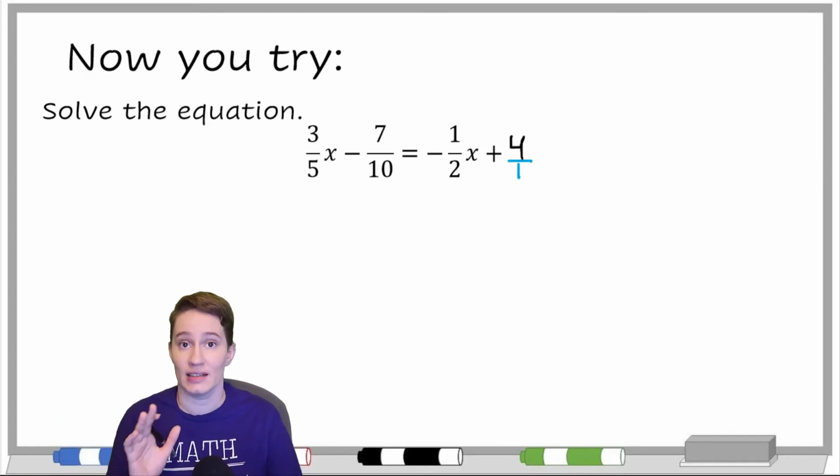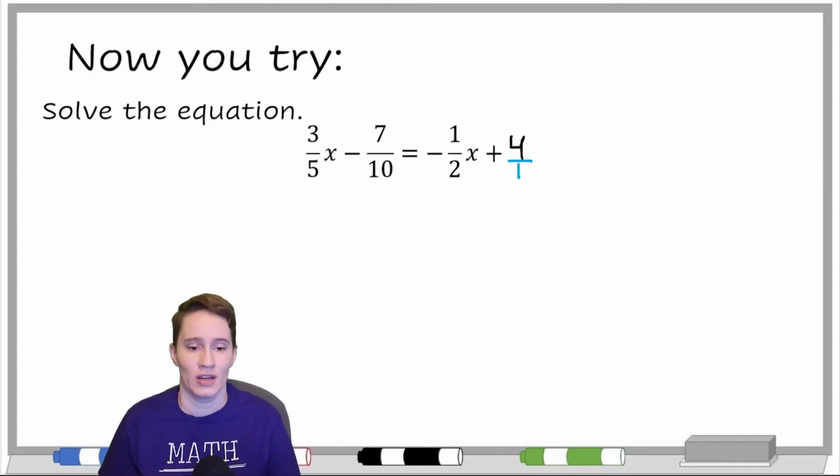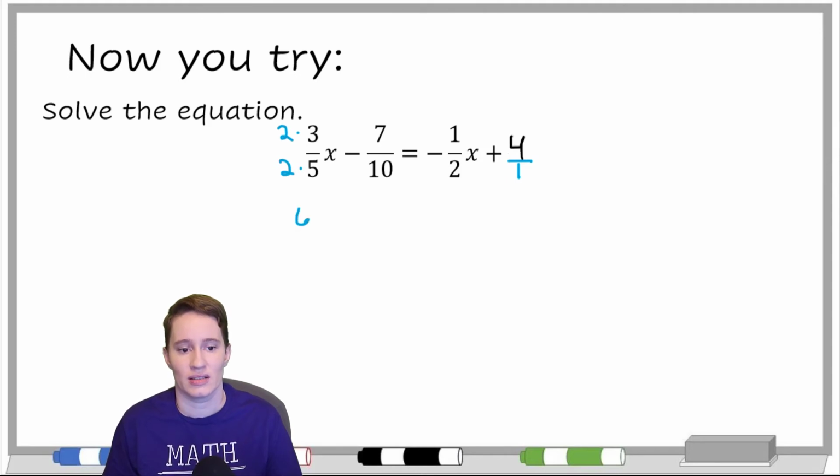If you forget and just leave the +4 as a +4, you're going to end up with the wrong answer, because the only way that our trick of dropping the denominators works is if everything has the same denominator. So I want to get a 10 on bottom of everything. 20 would be our next best choice. I'm going to take this 5 and times it by 2 on the top and the bottom, so that I get 6 over 10x. 7/10 already has a 10 on bottom, so I don't need to change it.